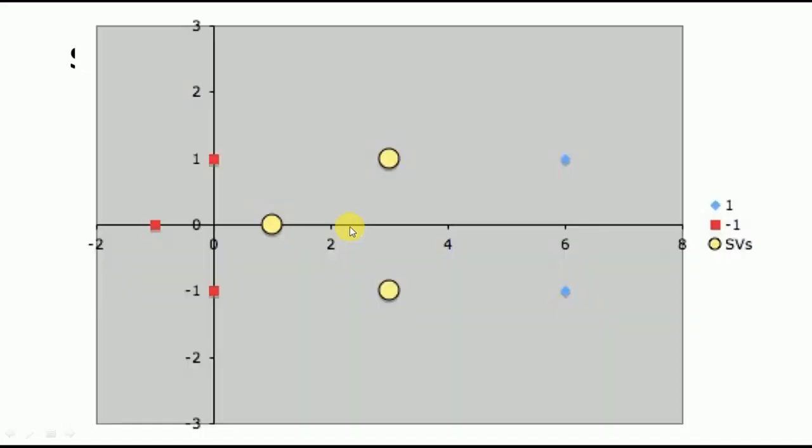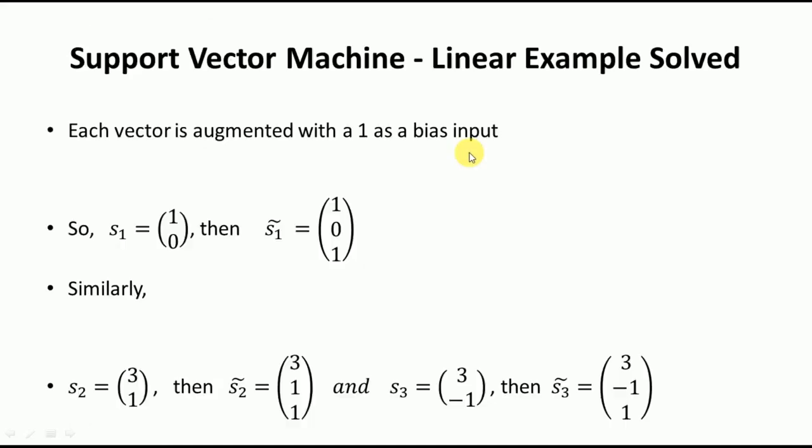After this, this is how the graph will look. This is S1, this is S2, and this is S3. This particular point is from the negatively labeled data set, and these are from the positively labeled data points. Whenever you write an equation for the hyperplane, this side will be equivalent to minus 1 and this side will be equivalent to plus 1. That is how we write the equation. Now for each of the 3 data points we have identified, we augment 1 as a bias input before we continue with the procedure.